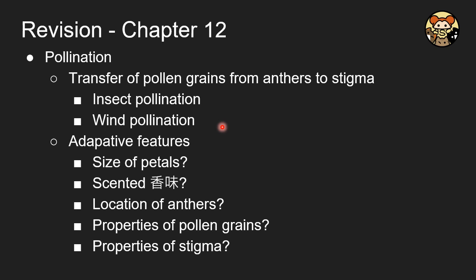So in your revision, you may have a one-sided revision, that is to revise, like if it is an insect pollination, what will it take, and then if it is not similar to what you revised, then it will be the wind pollination applied.